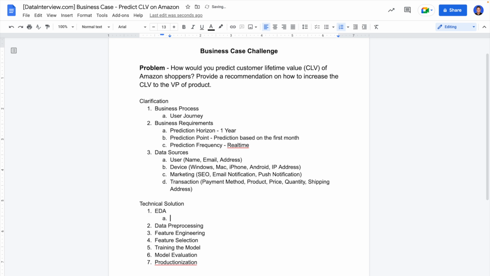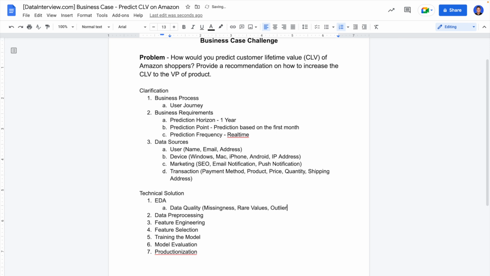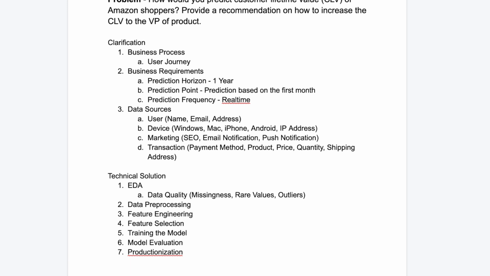And the purpose of the exploratory data analysis is, one, to understand the data quality. And this is really about understanding missingness of the signals, along with rare values in the categorical variables and outliers. And the next thing I want to do is some univariate analysis. What I mean by univariate analysis is looking at bar charts and histograms.